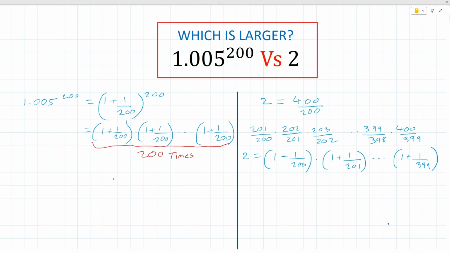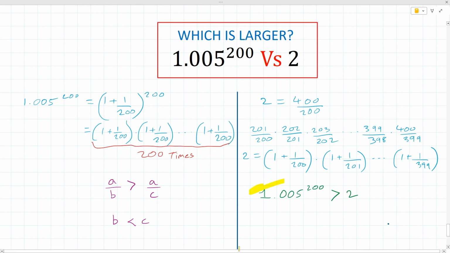That is because when you compare two fractions, for example, a over b and a over c, so assuming the numerators are the same, if you were to know that b is smaller than c, so in this case 200 being smaller than 201 or being smaller than 399, then naturally the fraction on the left is going to be larger. And so in this case the fractions on the left are bigger than the fractions on the right, and we can conclude that 1.005 to the power 200 is indeed going to be bigger than 2. So this is our answer, and we can be quite happy with it.